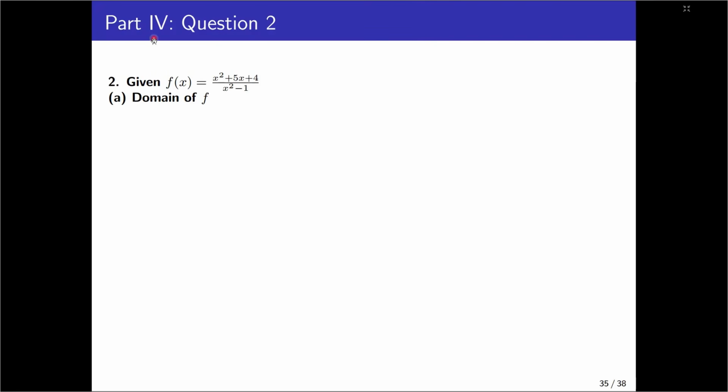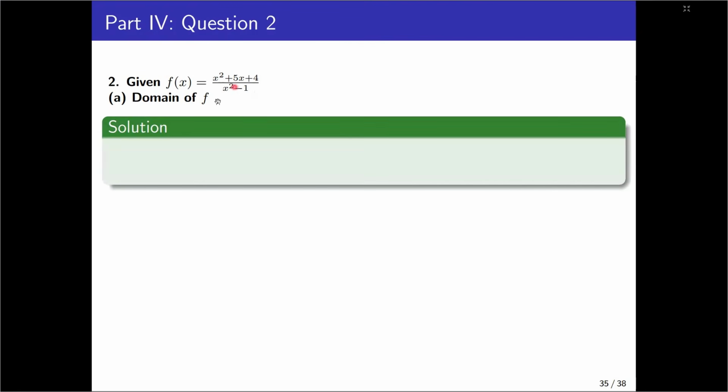Okay, question number 2. Given the rational function f of x equal to x squared plus 5x plus 4 over x squared minus 1, we are asked just to determine the domain of the given function. We know that the domain of the given function is the set of real numbers without the set containing the zeros of the denominator, that is x squared minus 1 equal to 0. The denominator x squared minus 1 is equal to 0 whenever x equals plus or minus 1. Therefore, the domain could be R without the set containing minus 1 and 1.